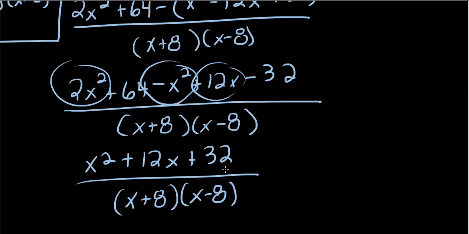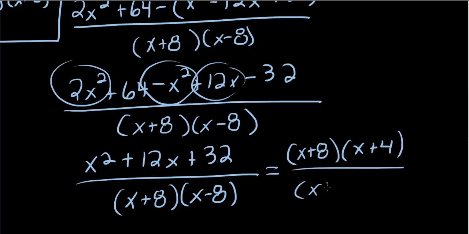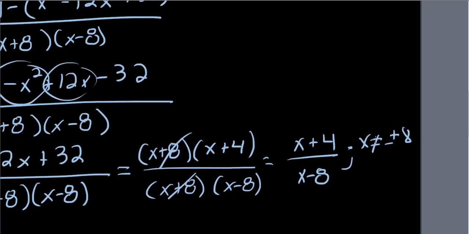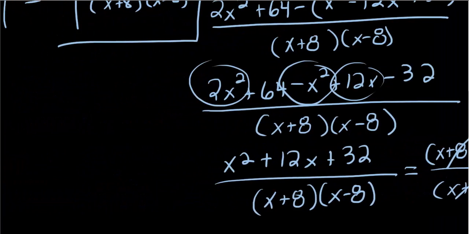Well, if I factor this, I'm looking for two numbers, or two factors of 32. Their sum is 12. So that's going to be 8 and 4. So it's going to be (x plus 8)(x plus 4) over (x plus 8) times (x minus 8). So I can cancel the x plus 8 over x plus 8. So the answer is (x plus 4) over (x minus 8), and the values of x that I cannot have are positive and negative 8. If you have any questions on this, please write the questions down and bring them to class.